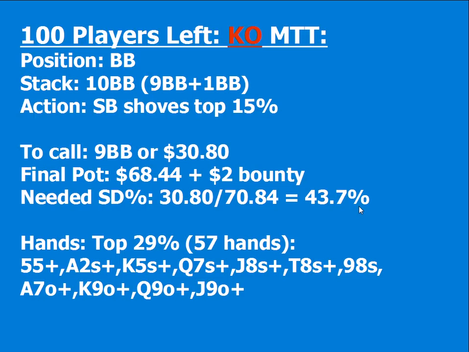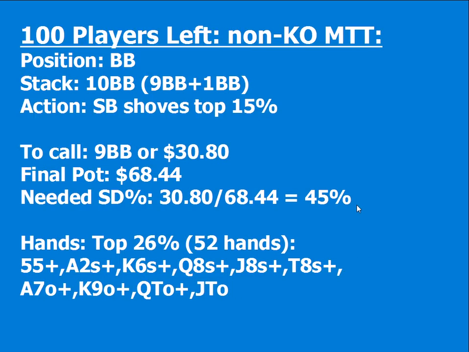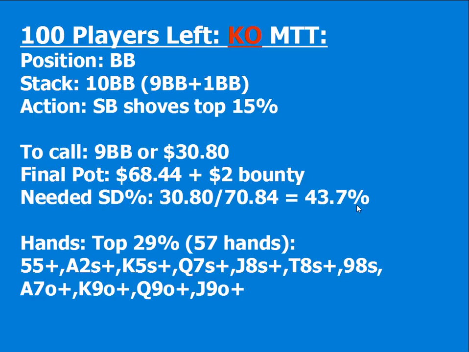Well, what was it before without the bounty? Well, it was 45%. And here we can call very slightly looser. Now in practice, what does that look like? Well, now we can call with only the top 29% of hands, whereas at the early stage of the tournament, when the bounty represented a larger amount relative to the value of the stacks, we were able to call with 42% of hands, and now we can only call with 29% of hands.